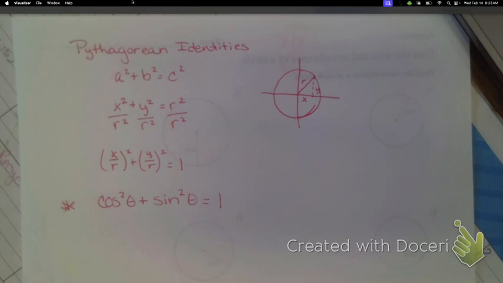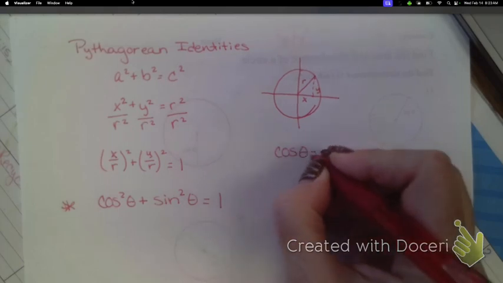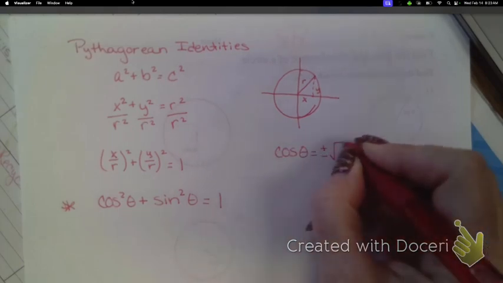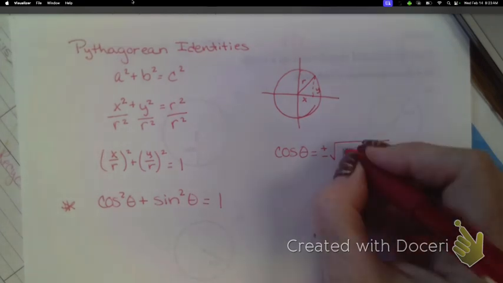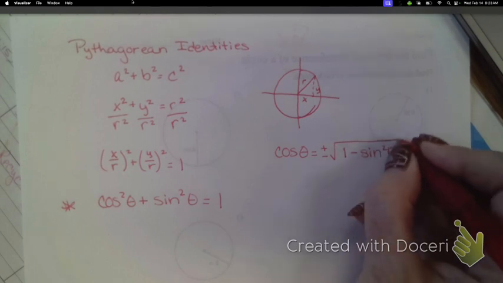How else could I use that formula? Could I rearrange it? Could I solve just for cosine using that? If I just wanted that to be cosine equals, what would I do? Minus the sine squared. So I'd subtract the sine squared over and then take the square root. So cosine of theta would equal plus or minus, because I'm taking the square root, of 1 minus sine squared of theta.